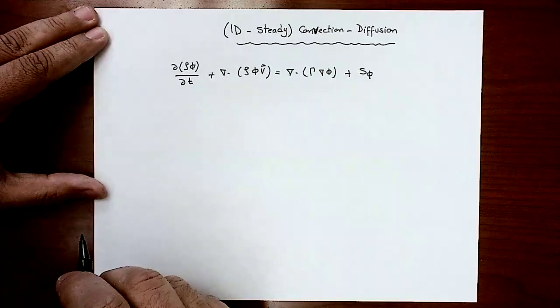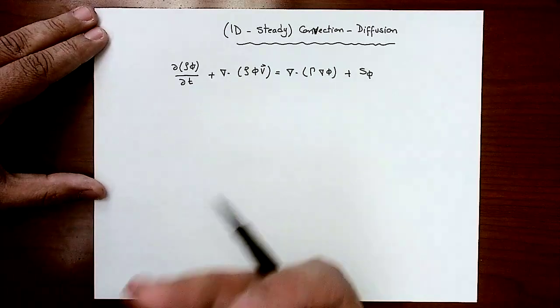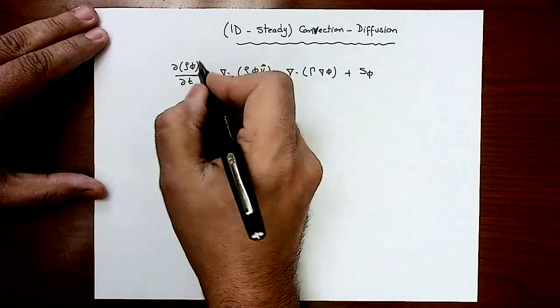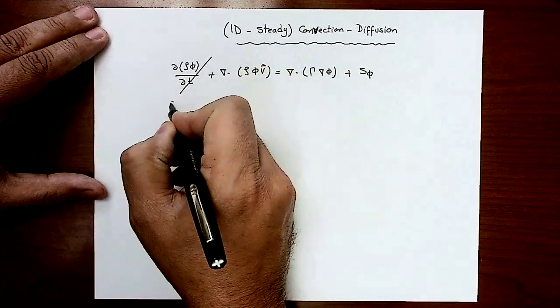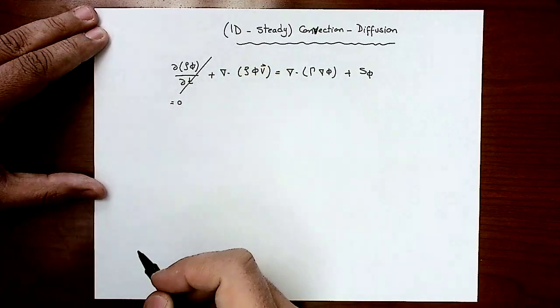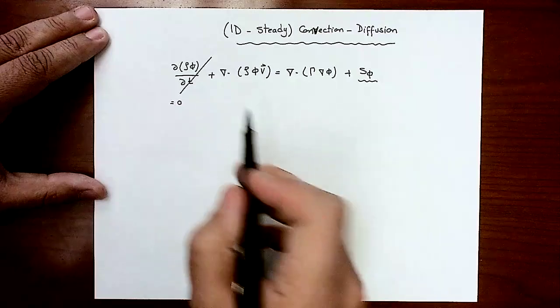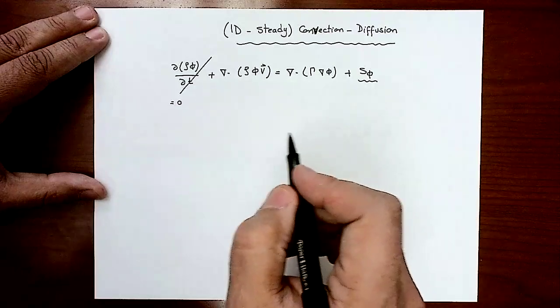Then we simplified this equation a little bit before going further and adding more terms to it. So we started with the steady flow, so that's going to be 0. And you can account for the presence of the source term or not. That's fine. So we end up having this equation here.